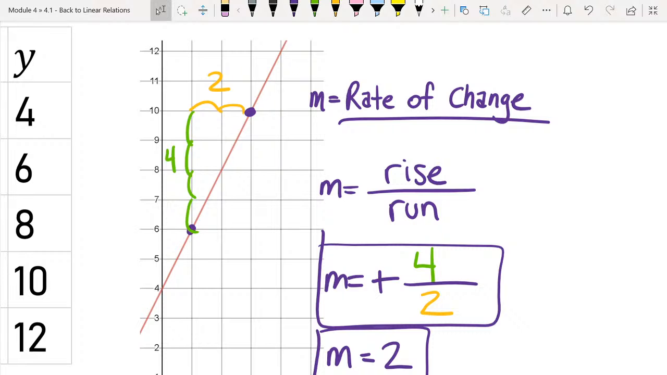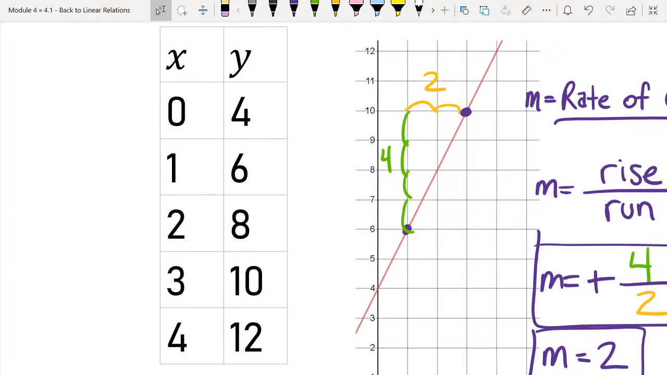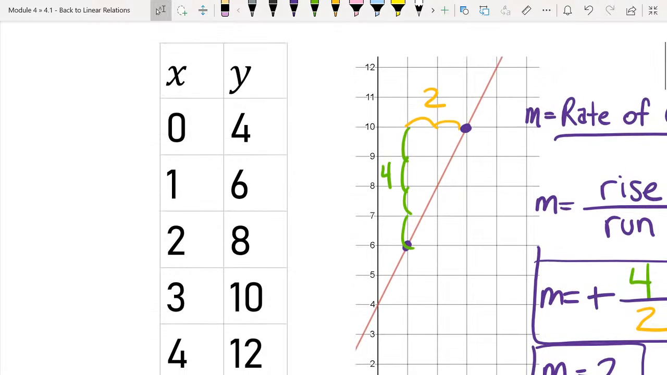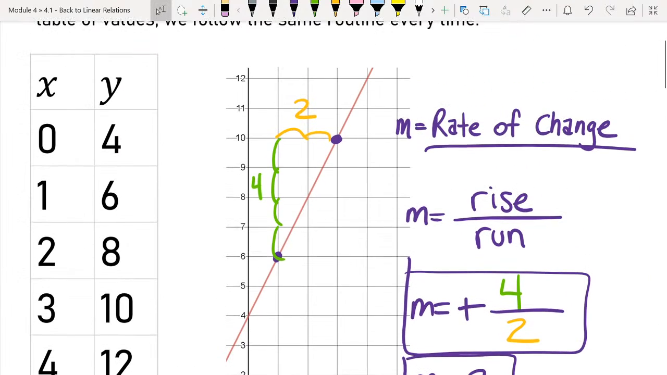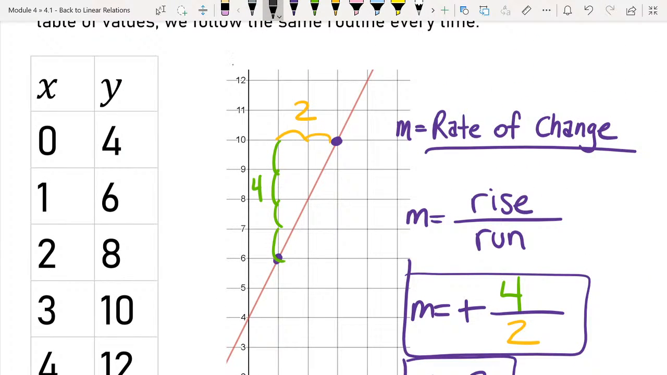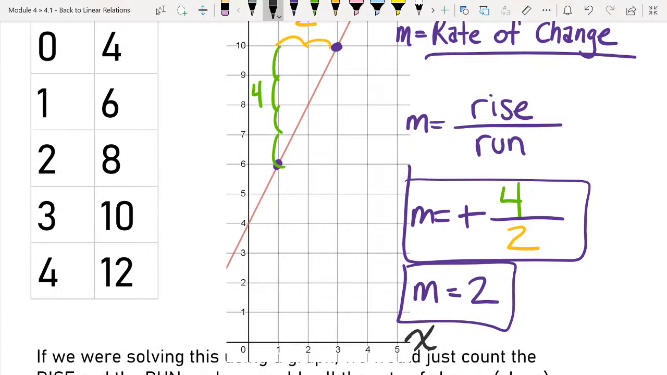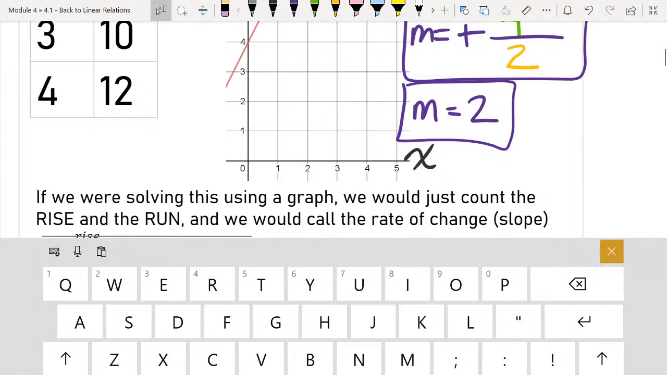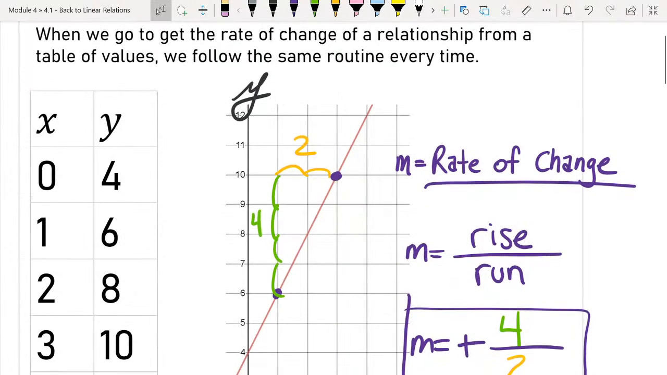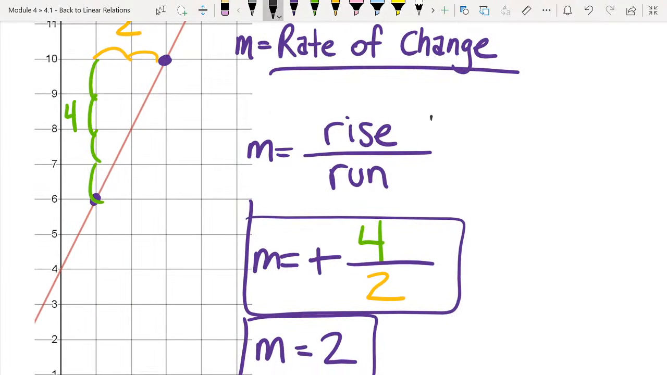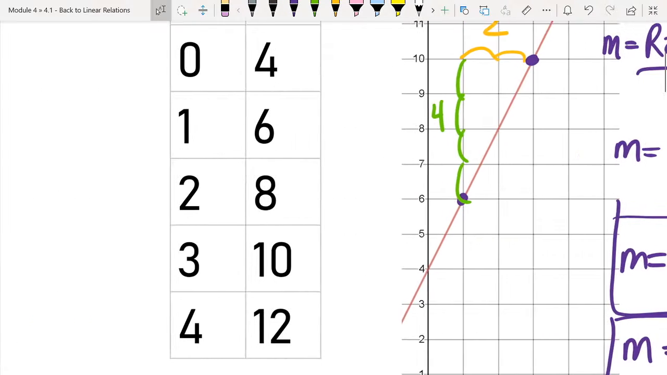So now we want to look at how do we do that same thing if what we have is a table of values. So here's a table of values, and the question is, how do we find a rate of change? Well, if you look at a graph, we typically call this axis, the one that goes up and down, the y-axis. And we typically call this axis, the one that goes left and right, the x-axis. And that's meaningful because if rate of change is just knowing how the up and down changes and dividing it by how the left and right changes, we can do that same thing from a table of values.